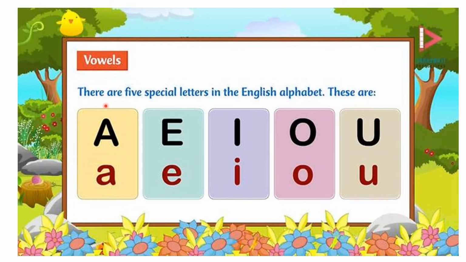Look at this. I told you there are 5 special letters in the English alphabets. These letters are called vowels. Vowels are A, E, I, O, U. These letters are called what? These letters are called vowels. Vowels are A, E, I, O, U.